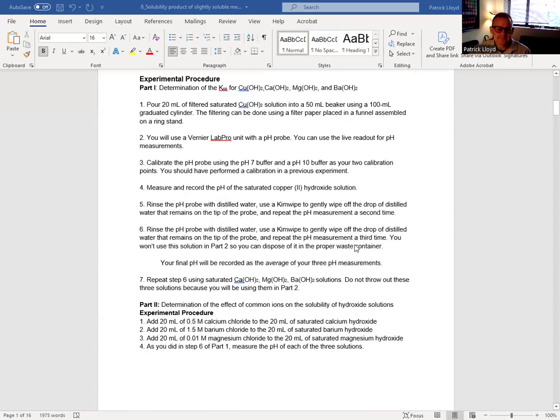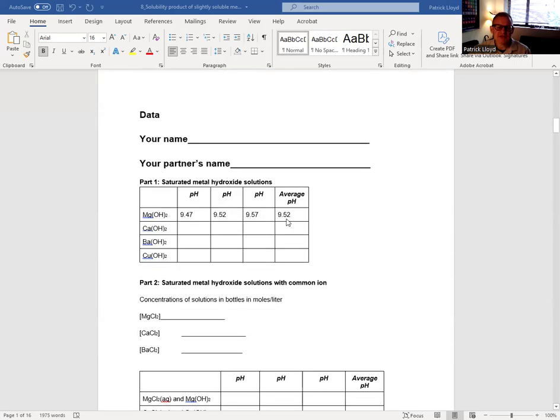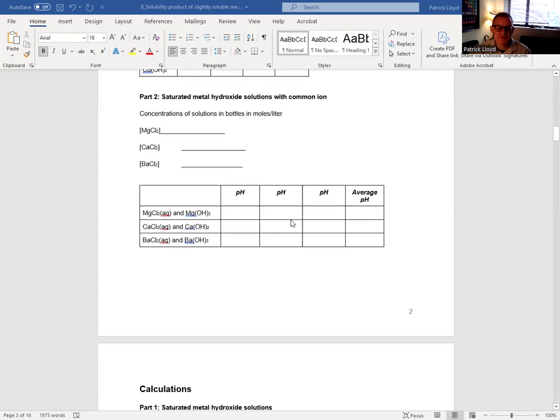Okay. So let's scroll down to our data. So here's some data. Suppose that we measured the pH 3 times and we got 9.47, 9.52, and 9.57. Well, you add those three together and divide by 3, you would get the simple average, which would be 9.52. It's slightly basic, right? So that's the pH we're going to use in our calculations. The average pH is 9.52.